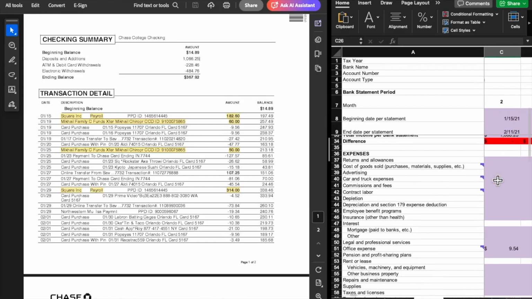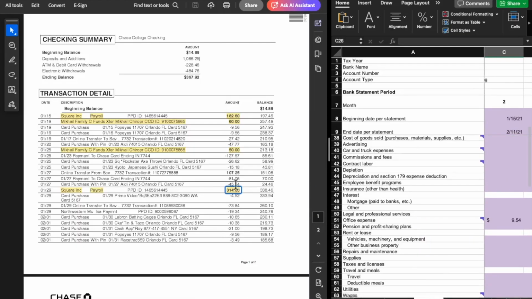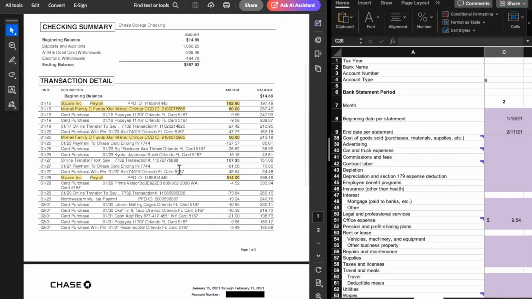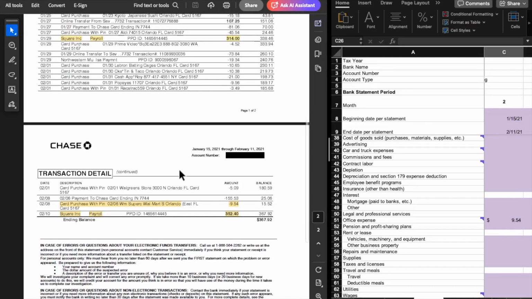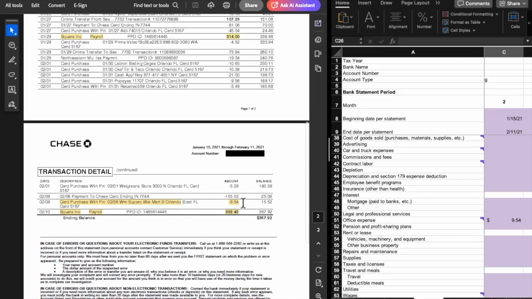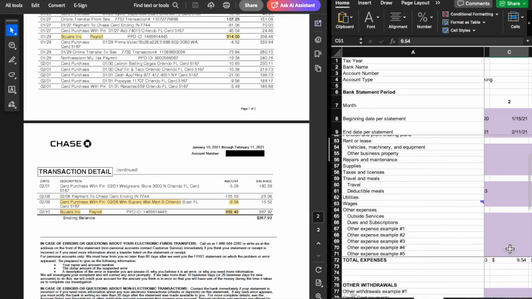So we do that. Now we go and look to see what our business expenses were. This guy told me he had only one expense. It was $9 from Walmart. He bought some office supplies for $9.54. I put that there.